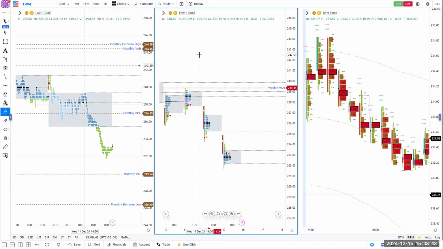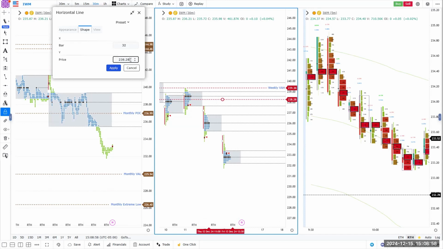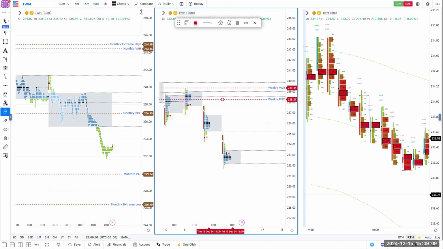All right, next we're going to do the POC of the week, which is roughly 238.27. I'm going to put that again on my daily chart, 238.27, and go ahead and change that. It's hard to get it exactly sometimes. 238.27. That is my weekly POC for the entire week. Again, I'm getting these numbers from my weekly TPO, which is the far left. I like to put them on my daily TPO, which represents each day, and on the middle chart.